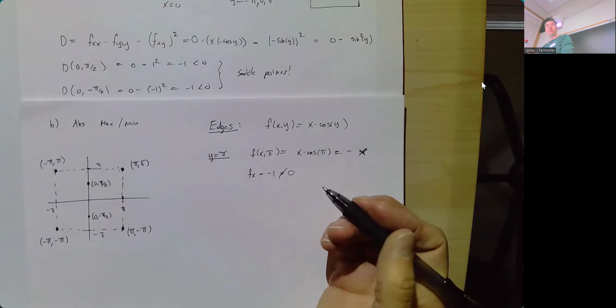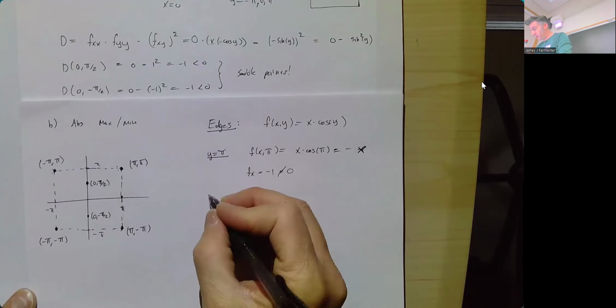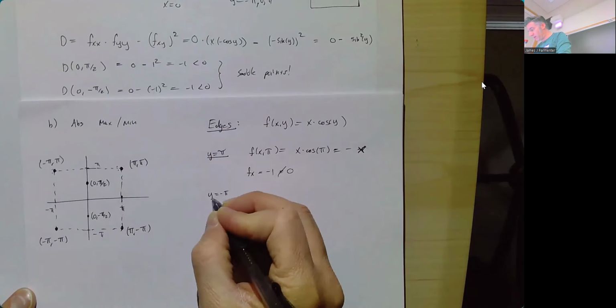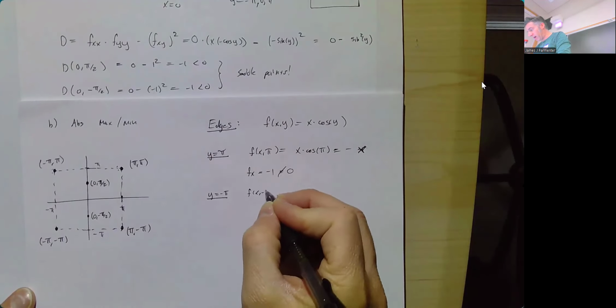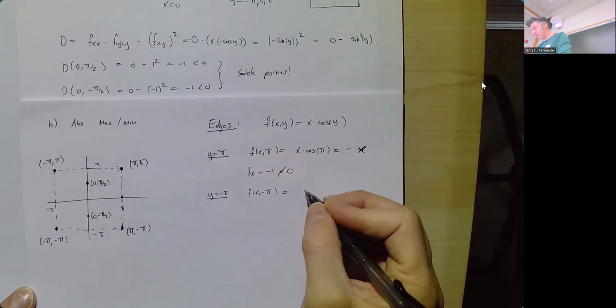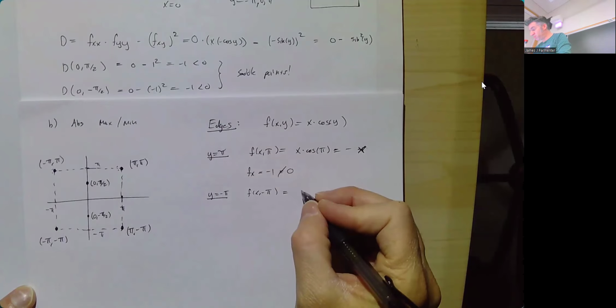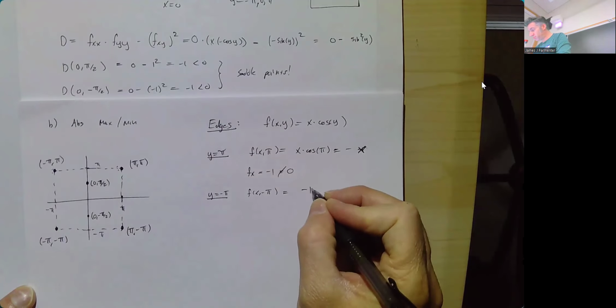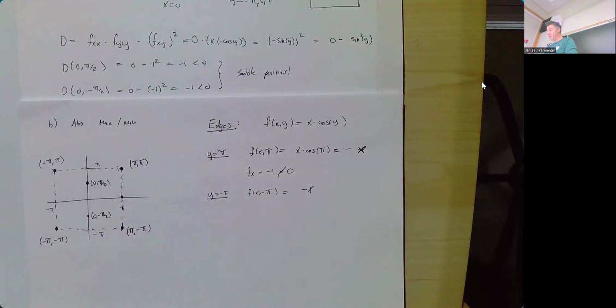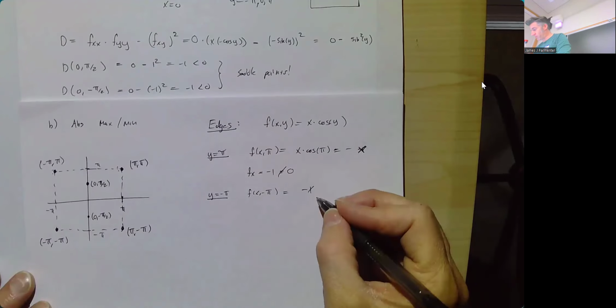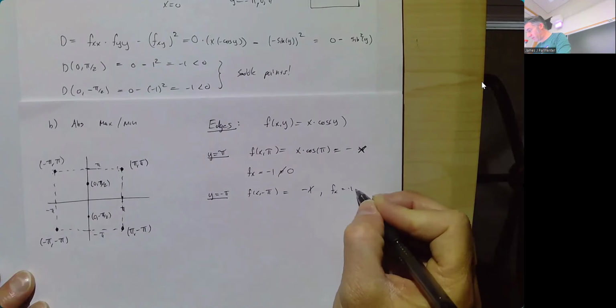And I think we're going to get the same thing at y equal to -pi. So if y equals -pi, f of x comma -pi is also x times cosine of -pi, and cosine of -pi is also 1. So you get -1 times x. Again, you get the same result. The partial derivative is going to be -1, which is never equal to 0.